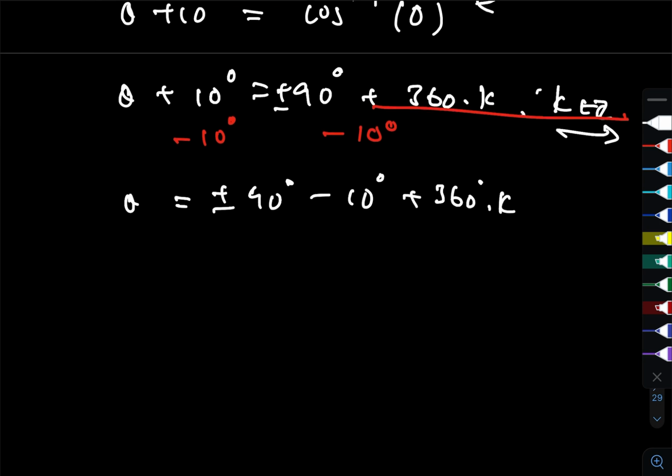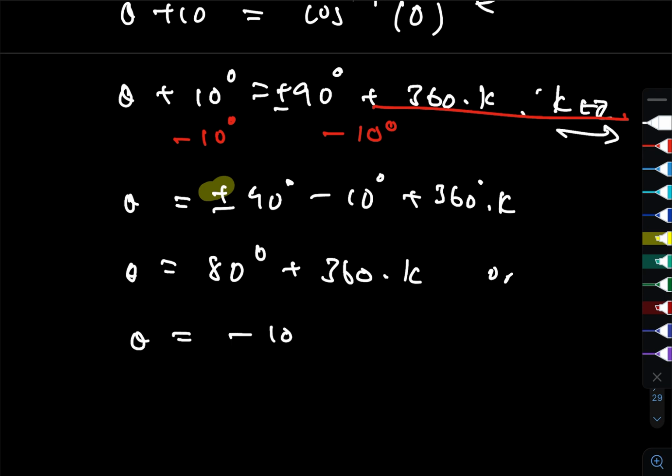All I need to do is to resolve the plus 90 minus 10, which is going to be positive 80 degrees, plus 360 times k. Or the other one can be the minus 90 minus 10, which is going to be minus 100 degrees, plus 360 times k. Simple as that. So this is your general solution.